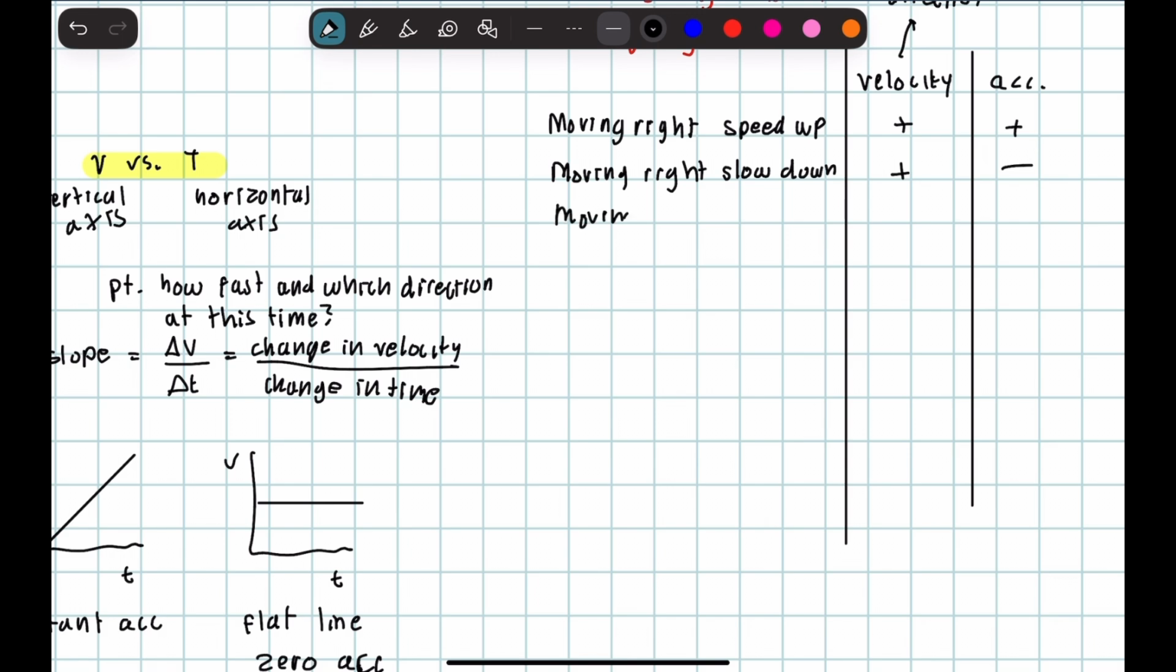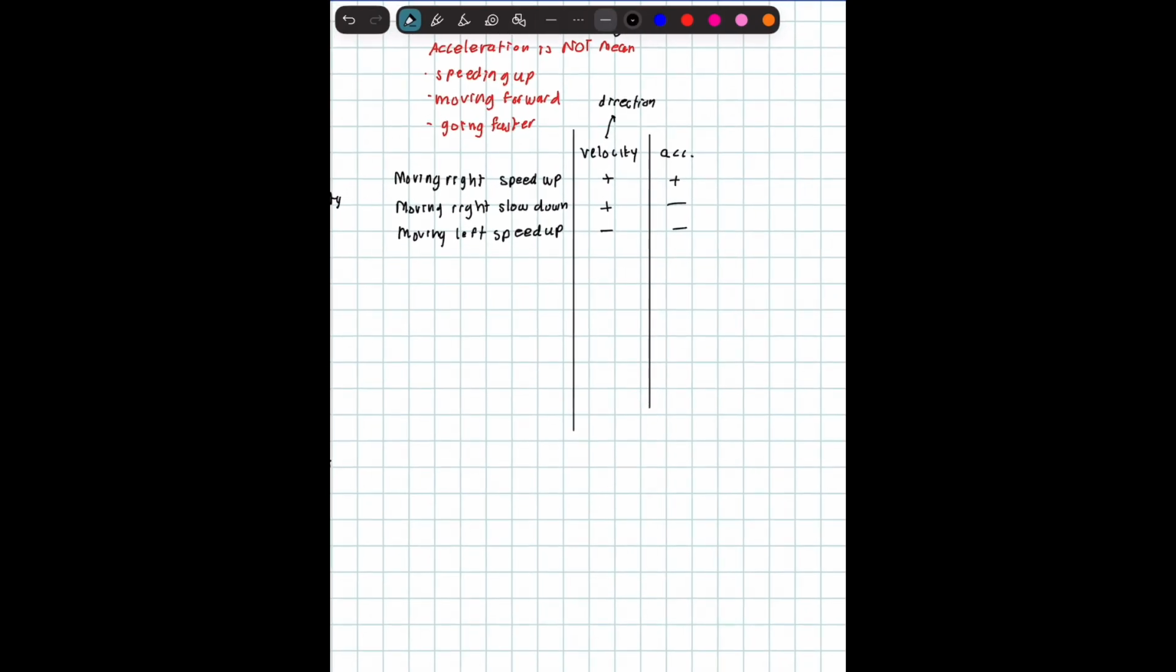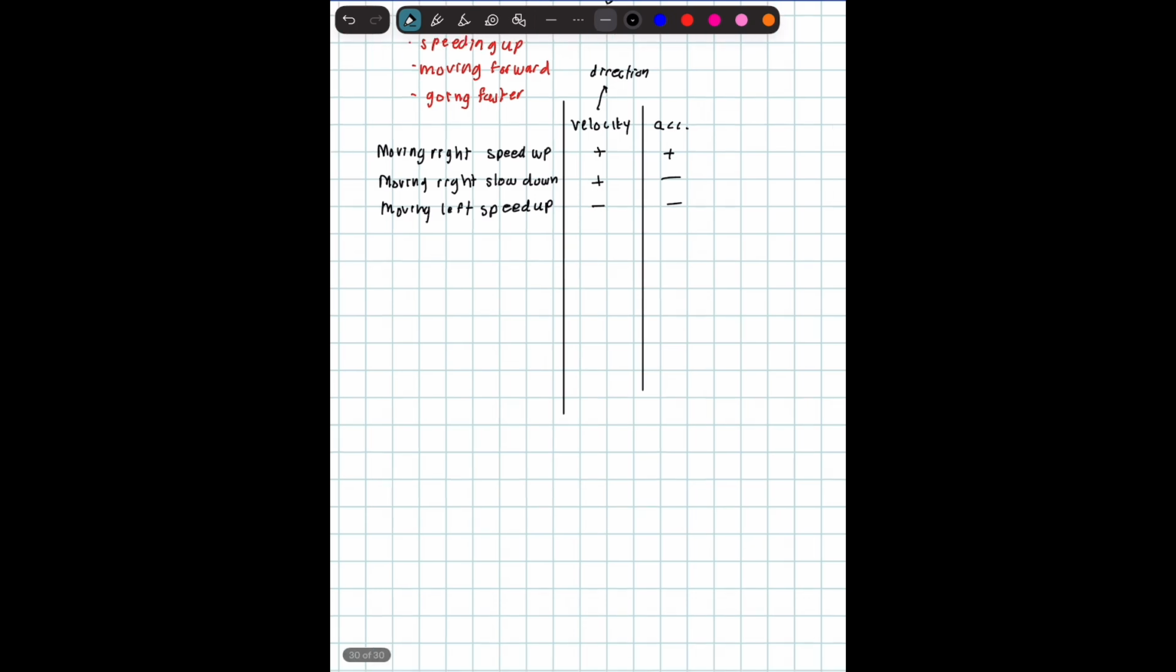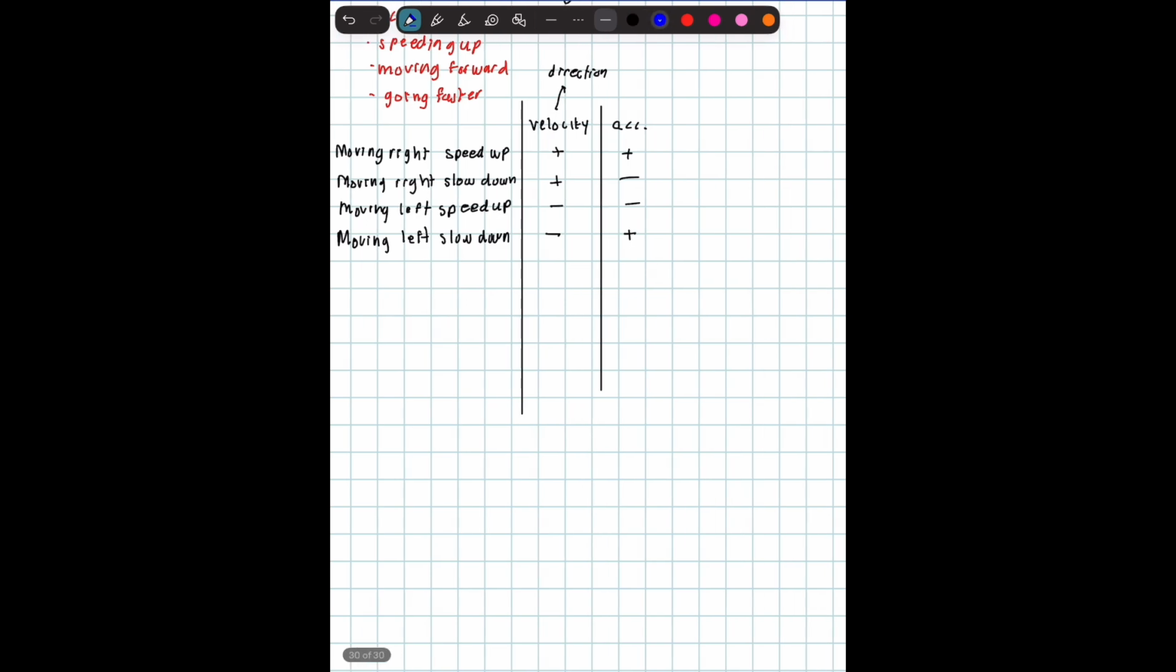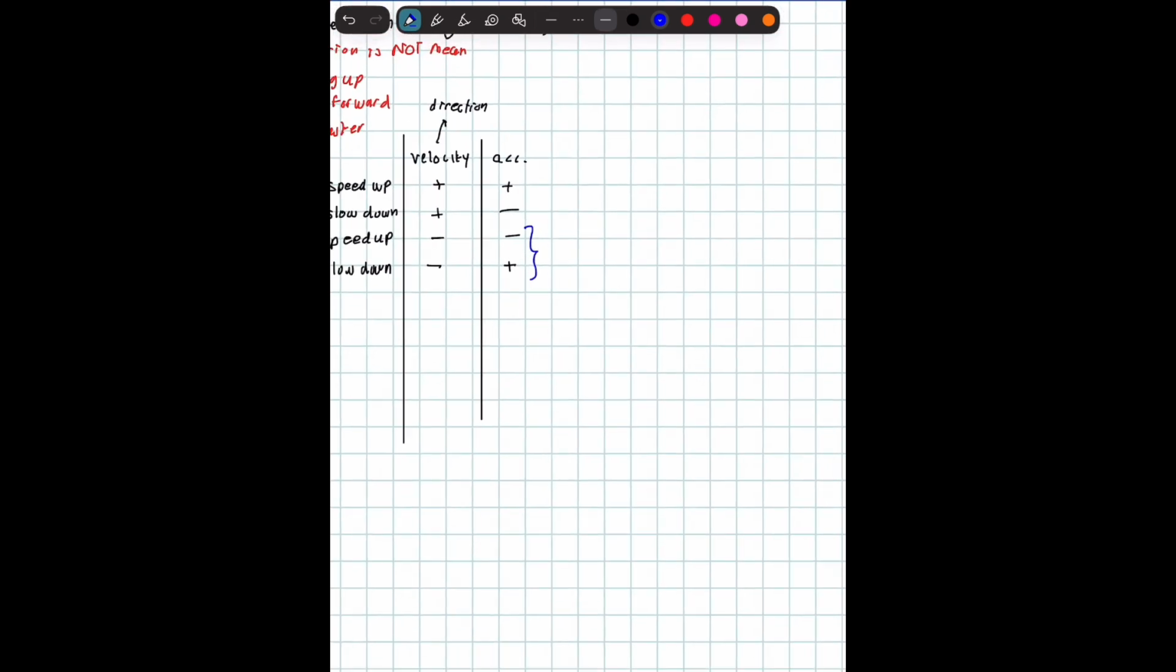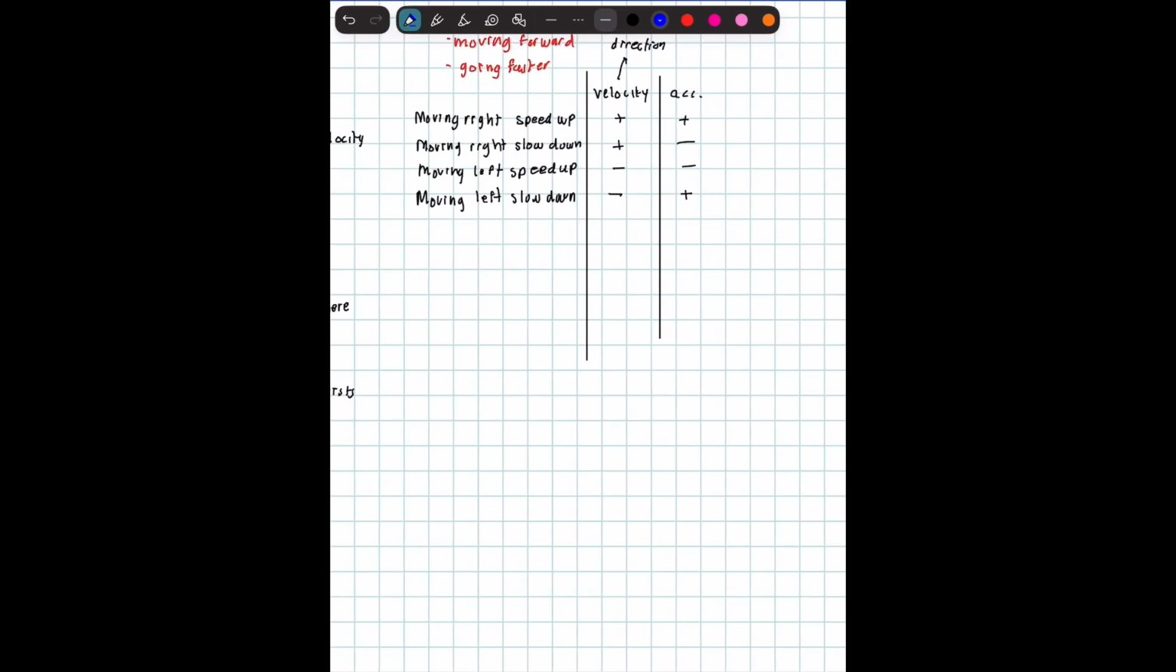Now, what if you're moving left and you're speeding up? Well, if you're moving left, you're going in the negative direction, and your acceleration is going to be negative. If you're moving left and you're slowing down, your velocity is negative because you're moving left, and your acceleration is going to be positive. And here might be the area that you're getting confused in. This kind of seems off, right? Well, we're going to touch on that.